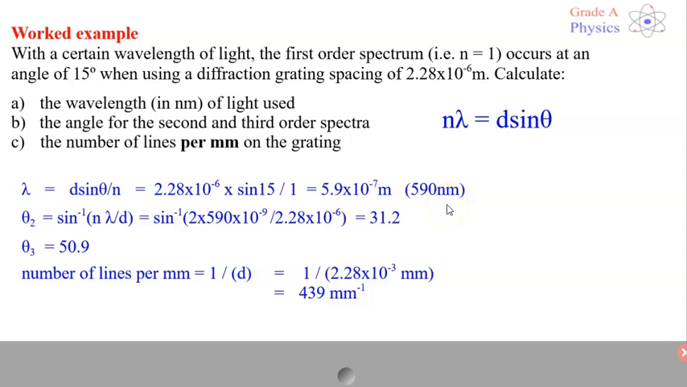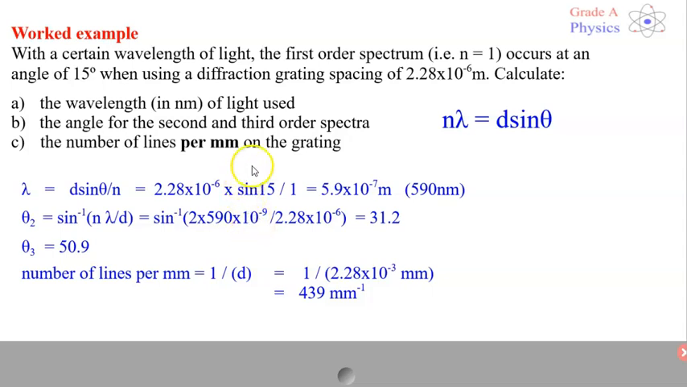We could then also go on to find the angle for the second and the third order spectra, so that's the second dot and the third dot, either the left or the right. So in this case we need to make θ the subject, so we have to rearrange this, so it's going to be λn divided by d and then sin to the minus 1. So we already know λ, we know d, that hasn't changed, but now n is the second dot, so n equals 2, and we get 31.2. We repeat the calculation with n equals 3 and we get 50.10. So we can do this for all the dots until we run out of dots, and we'll see that later on in the topic.